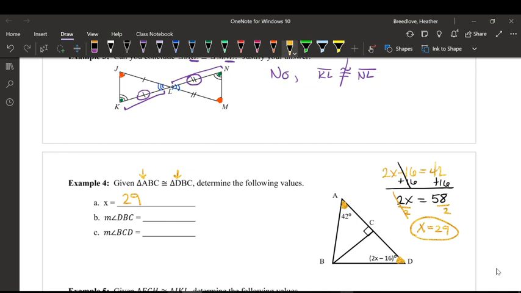B says the measure of angle DBC. Okay, so DBC, there's 3 letters there, so we have to map it out because B is in the middle. When one angle is split into 2 pieces, we can't just say angle B because we don't know which one it would be talking about, the top angle B or the bottom angle B. So that's why there's 3 letters saying DBC. So now we know we're being asked for this angle, angle DBC.